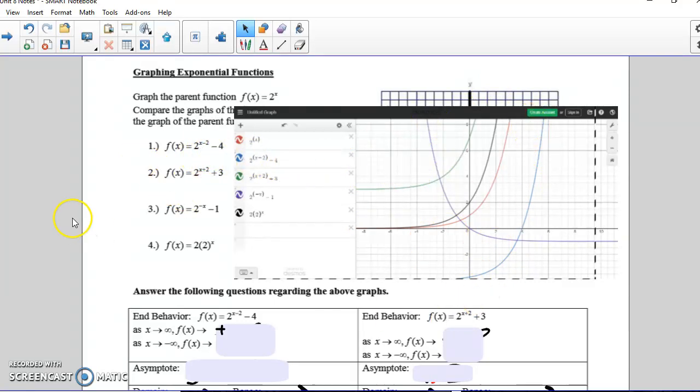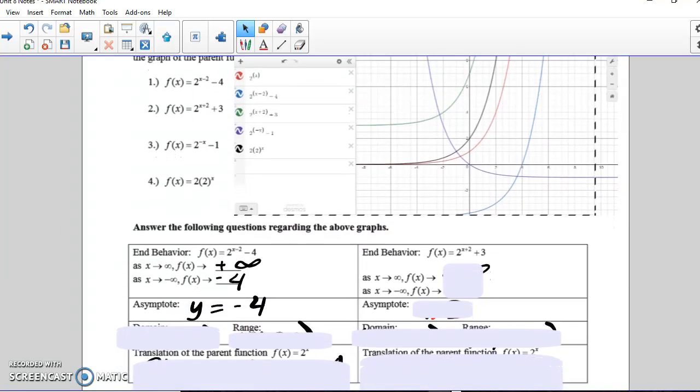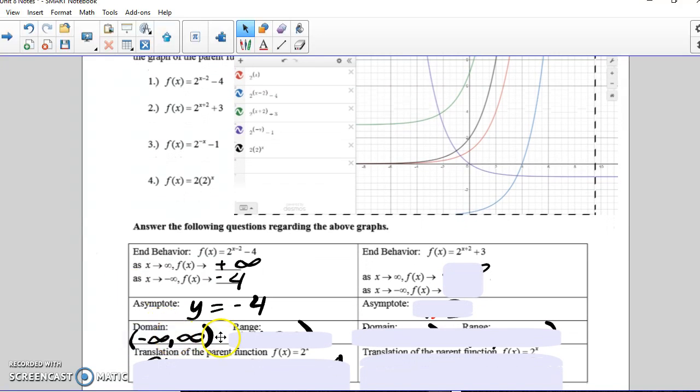blue line here. So identify the end behavior. As it goes to infinity, we go to positive infinity, and as we go to negative infinity, this is going to go, I know you can't see here, along the line y equals negative 4. So that is also our horizontal asymptote, y is equal to negative 4. We can identify the domain as all real numbers. The range is negative 4 up to infinity.